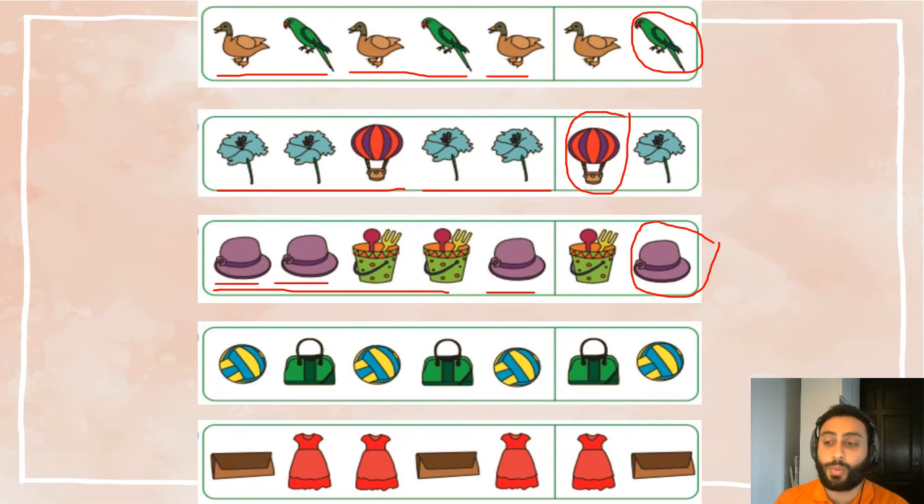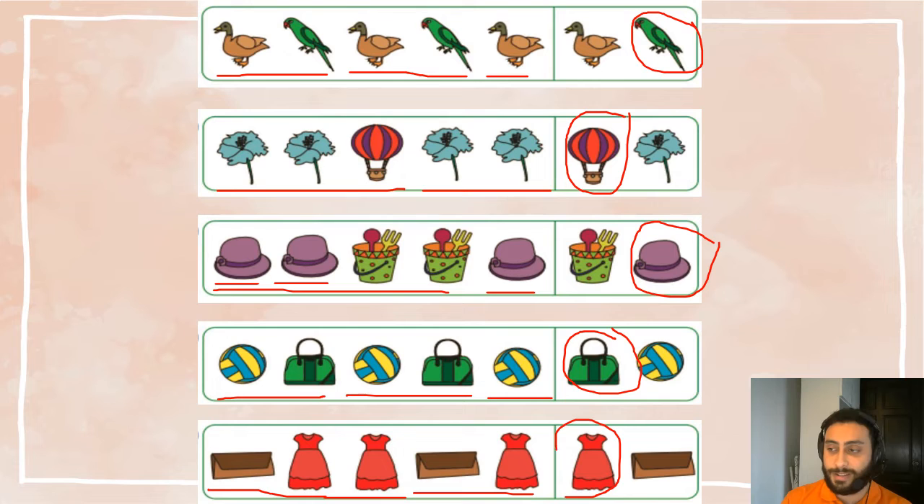All right, let's look at the next one. Next one we have ball, bag. Ball, bag. Very good. Super easy. Now, next one is handbag, dress, dress, handbag, dress. Let's see. Handbag, dress. Is this the repeating part? No, because the next one is also dress. So, is this the repeating part? Handbag, dress, dress. Handbag? Yeah, it can be because it's handbag, dress. Next one is going to be dress.